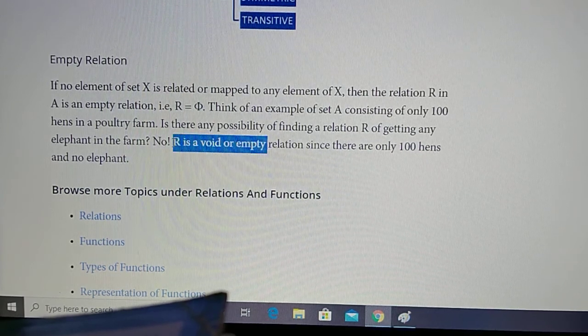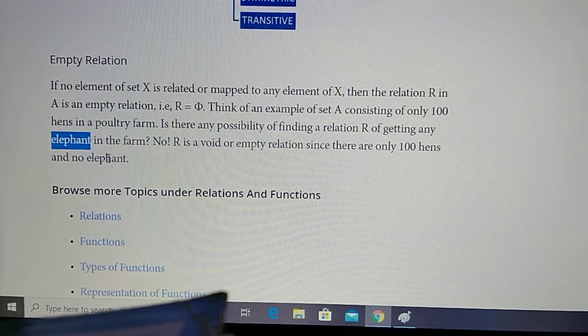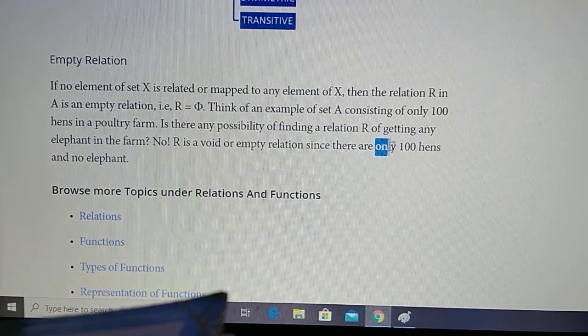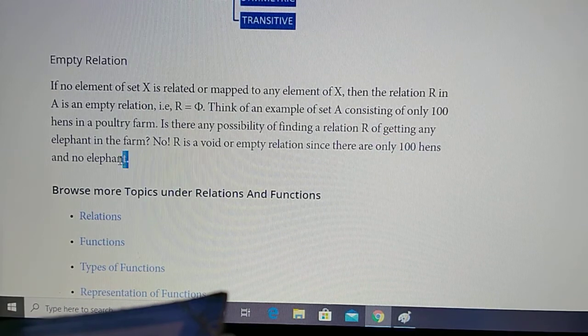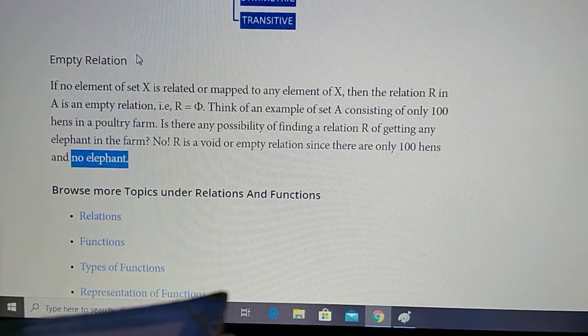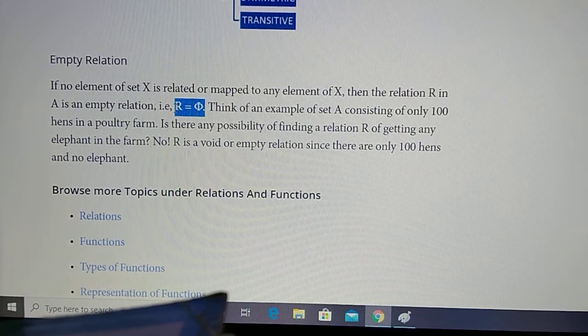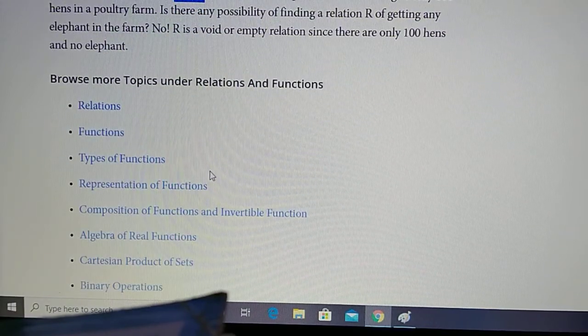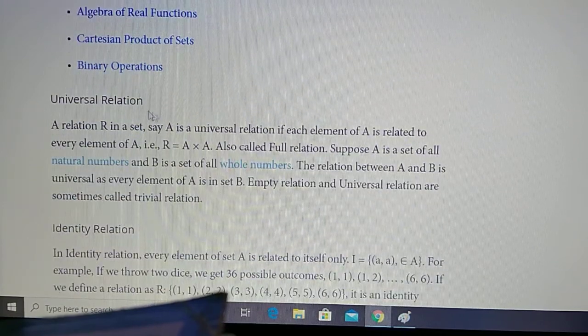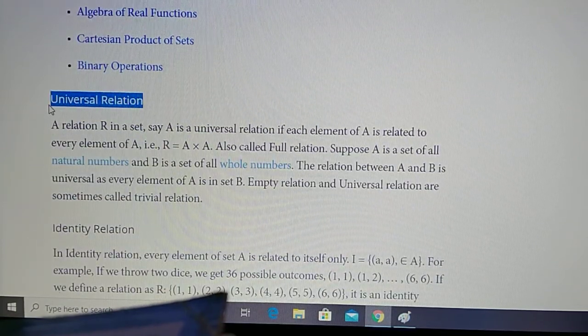So it means it's a very important line. How do we say it in a technical term? R is void or empty. Yes, there are 100 hens, but here we are talking about an elephant. So that is the reason. There are only 100 hens, but no elephant. So this is why it is known as an empty relation, or this is denoted with R is equal to φ. Hope you understood.